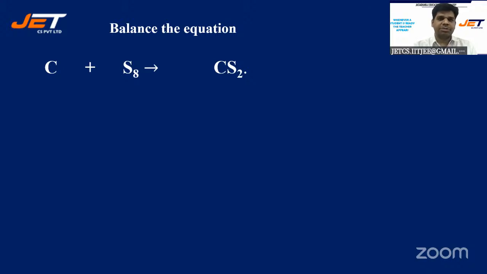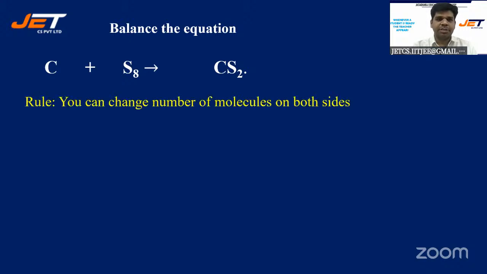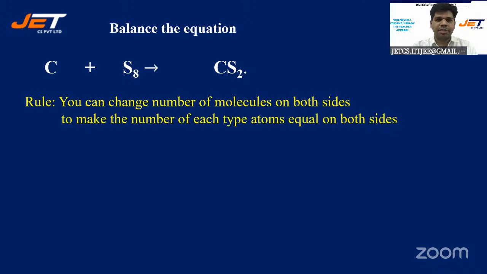Okay, now look at this equation, students. Now this equation to be balanced, again I'll start with some atom. And the rule says you can change the number of molecules on both the sides to make the number of each atoms equal on both the sides. So let's start with sulfur atoms.